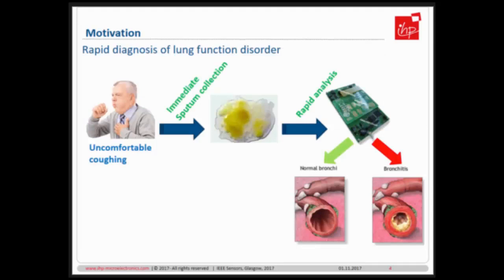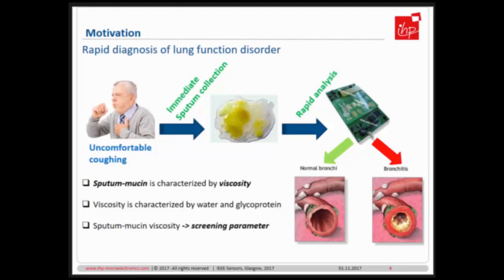So it's pretty obvious that during any lung disorder, the sputum, which is the discharge from the lungs, changes in viscosity or content depending on what kind of disease is present. This viscosity is characterized by the water content of the sputum and also by something called glycoprotein. If you can detect this viscosity really early, it would be a really early diagnosis of disorders like bronchitis, for example.